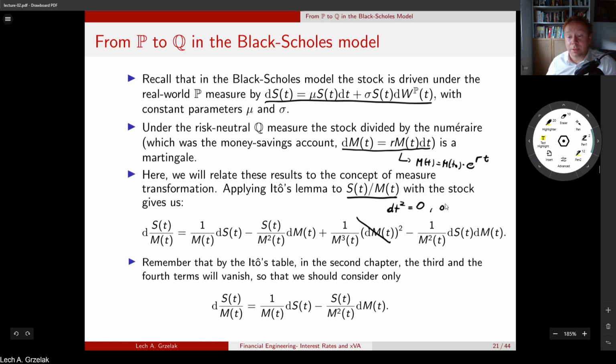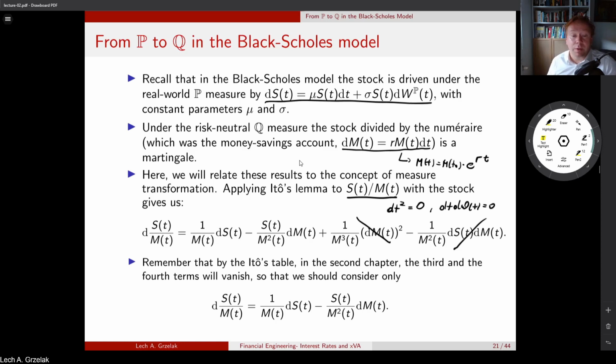We also have dt dW(t) equal to 0. So this also implies this term is equal to 0. And for the rest, we don't have any other terms there. So what we do next, we arrive at those three terms. So the dynamics of the ratio S over M(t) is equal to the dynamics of S, plus the dynamics of M, and the dt terms.